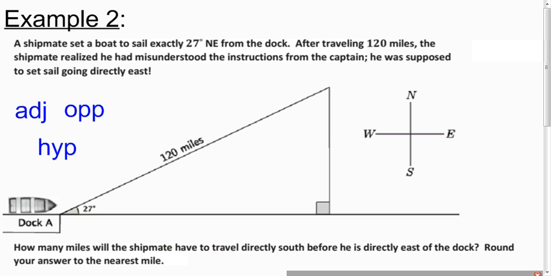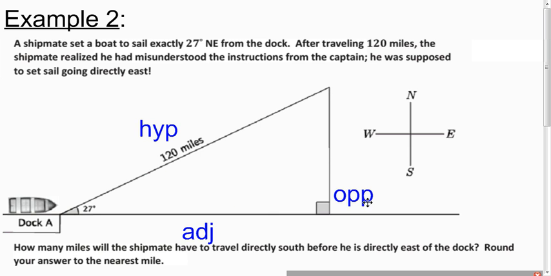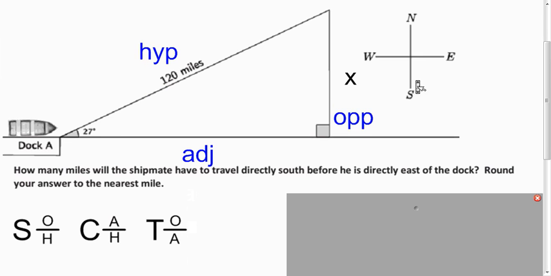And just a similar idea. We have a boat that's sailing, and he meant to go directly east. So we want to figure out how far south he'll have to go from this point over here to go directly east of the dock. So once again, label your three sides. Here's the hypotenuse, here's the adjacent leg, and here's the opposite leg. We want to know this distance here directly south, so let's call that x. I want to figure out what this distance is to the nearest mile.